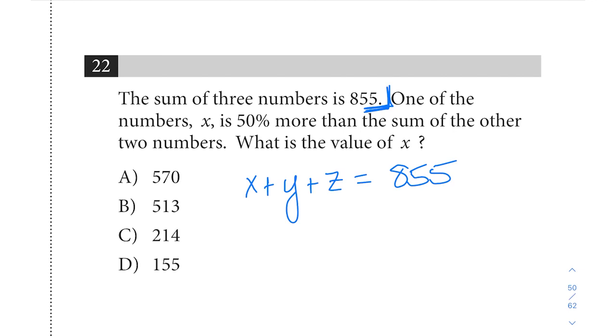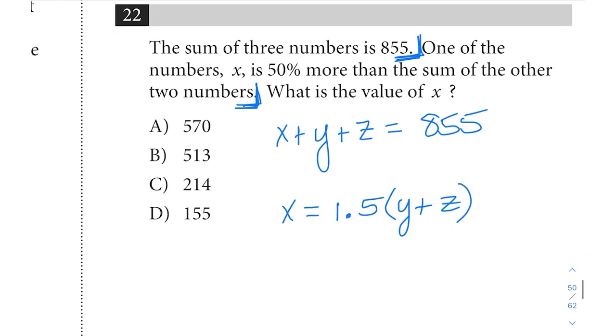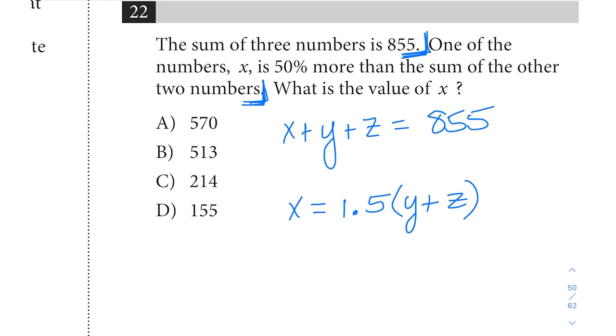And if that's 855, then they tell us in our second statement that one of the numbers x is 50% more than the sum of the other two numbers, which means that x here would equal 50% more than, which would be like saying 100 plus 50%, 150%, or 1.5 times y plus z. And so here, to put everything in terms of x, because that's the target value that they're asking for. They want x. So we can do a little substitution here.